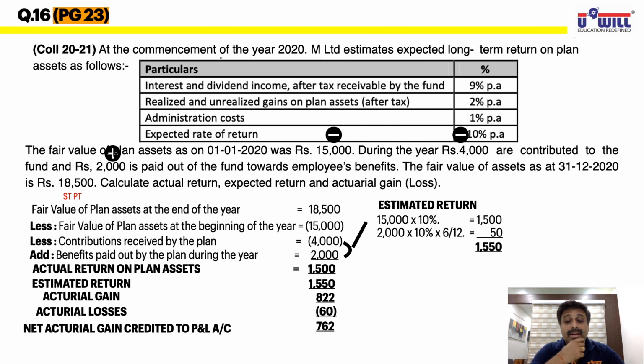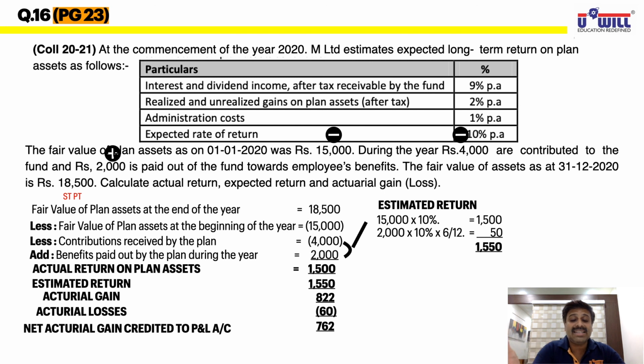Now estimated return, in the beginning of the year the investments are 15,000. So on that 15,000 we earn 10% return, that is 1,500. Now 4,000 is the contribution received and 2,000 is the benefits paid. So net investment going from our pocket is 2,000. On that 2,000 rupees you'll count 10% return for 6 months, it comes to 50 rupees. So 1,550 is the estimated return.